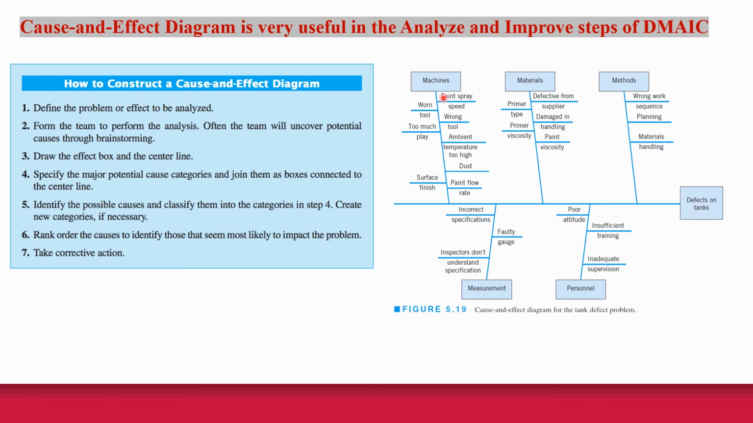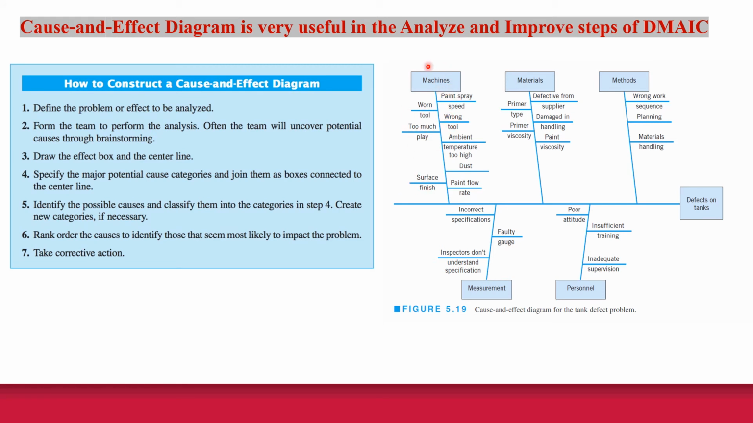So for example, are the machines the problem? Is it the materials? Is it the methods we're using? Is it the measurement, are we doing something different in measurement? Is the personnel our problem? Then they'll create new categories, if necessary. And then off of each of these problems, they'll list what could cause it.